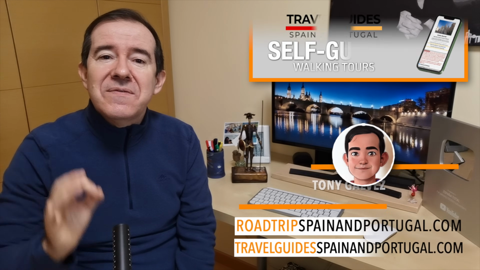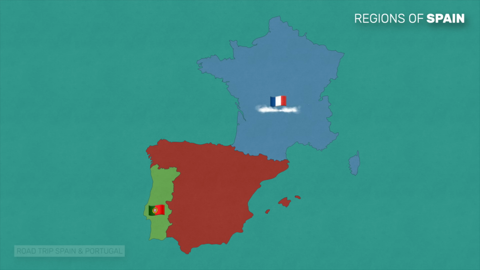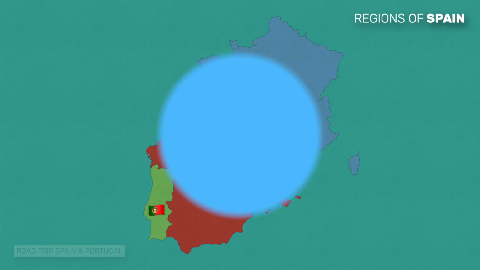Let's start with a fact that may be familiar to most of you, but is worth remembering. Spain shares a border with Portugal to the east and France to the north. As the aim of the video is to talk about the territorial organization of Spain, we will remove Portugal and France from the map, but always keep in mind their existence. Let's get started on the regions of Spain.